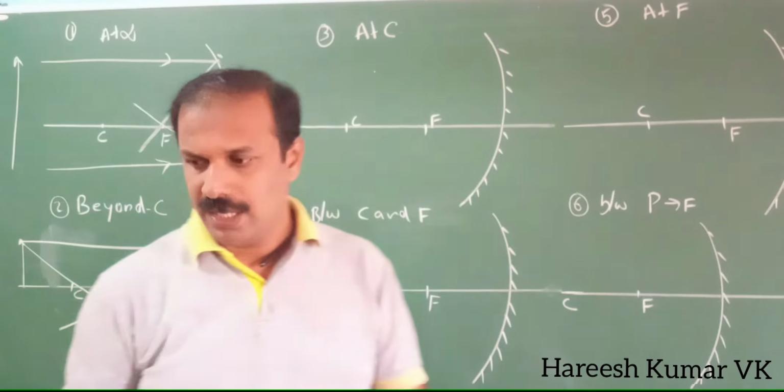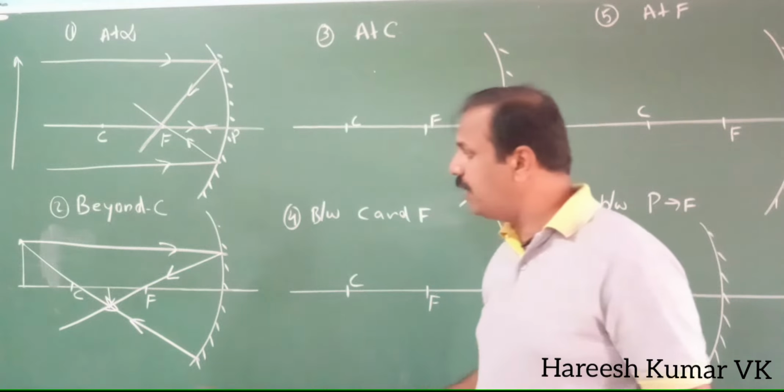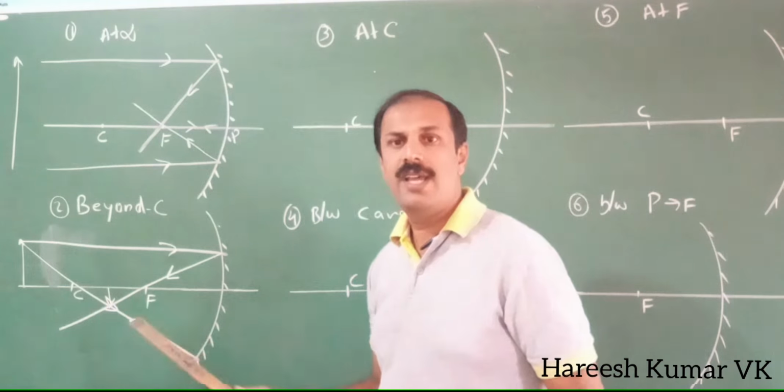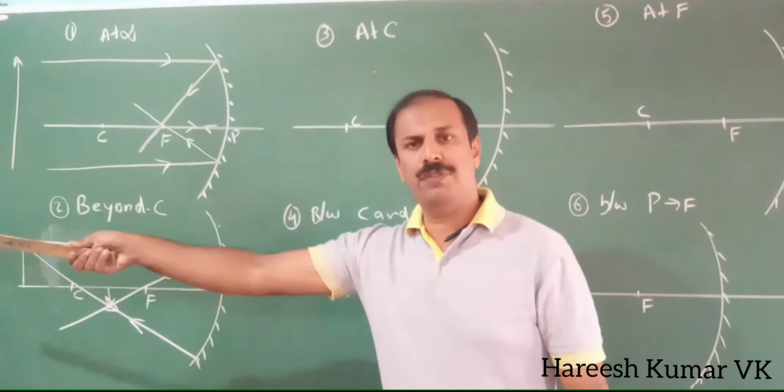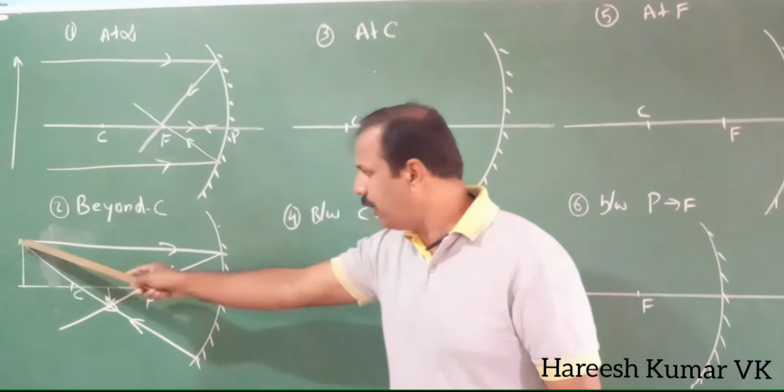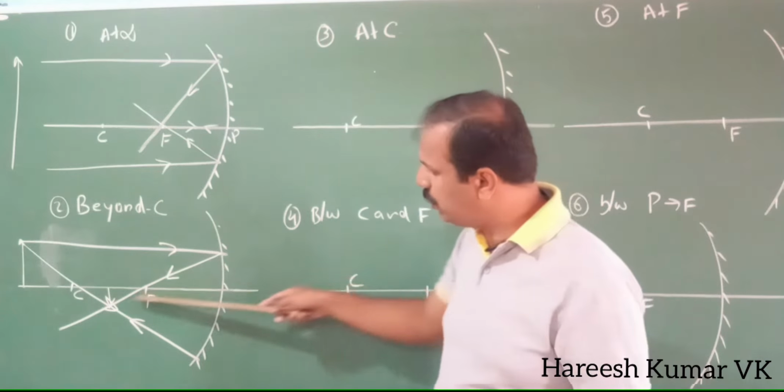So in this case, you can see that when the object is beyond C, that is, the distance is not infinity, but it is more than 2F, beyond C. That time one ray is coming like this, it is passing through the focus. Another ray which is passing through C will go back the same way, and the image is formed between C and F. That is very, very important. The image is formed between C and F.